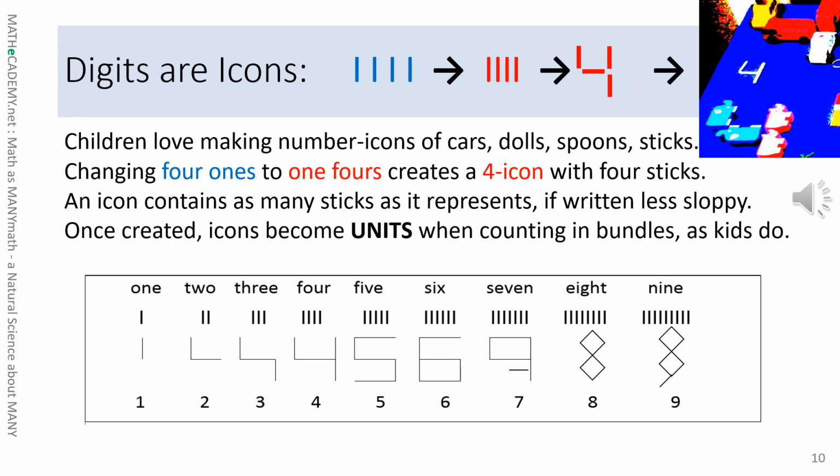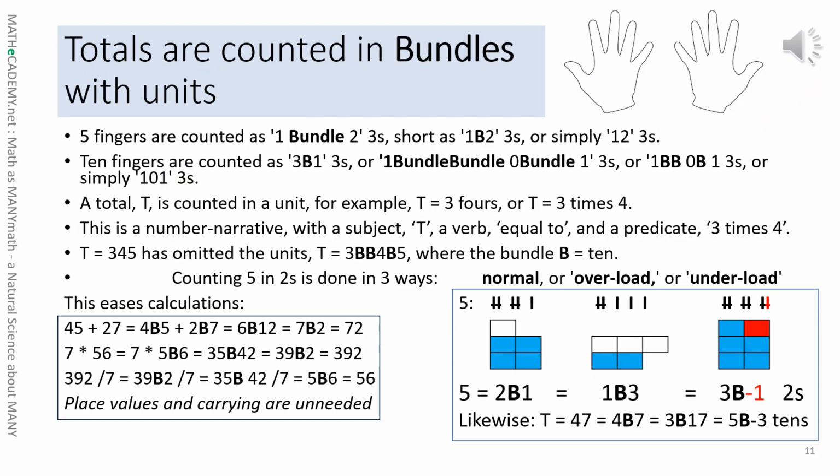Once created, icons become units when counting in bundles, as kids do. Totals are counted in bundles, with units. 5 fingers are counted as 1 bundle 2 threes, or short as 1b2 threes, or simply 1, 2, threes. And 10 fingers are counted as 3 bundle 1 threes, or as 1 bundle bundle, 0 bundle, 1 threes, or as 1 bb, 0b, 1, threes, or simply 101, threes.